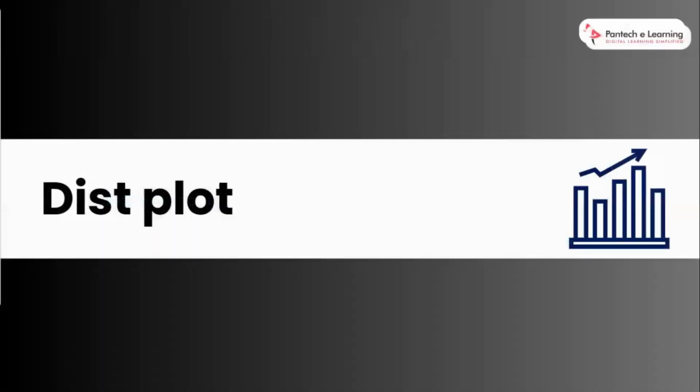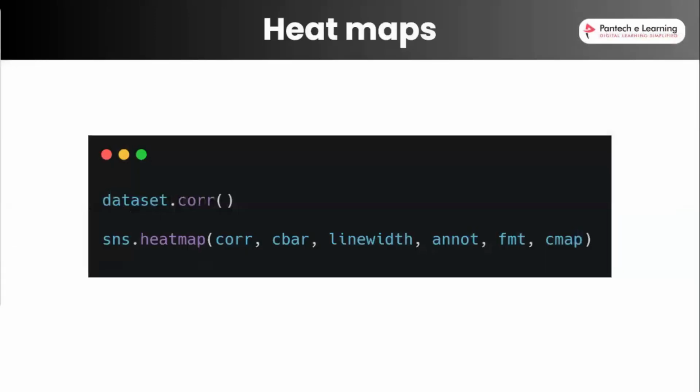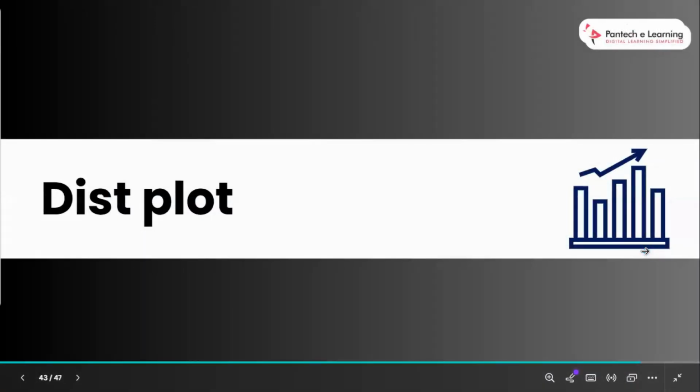The heat map is a little more difficult, because it compares each and every value. The heat map is not important in this place; it is a little difficult to understand. So the next one is a distribution plot.